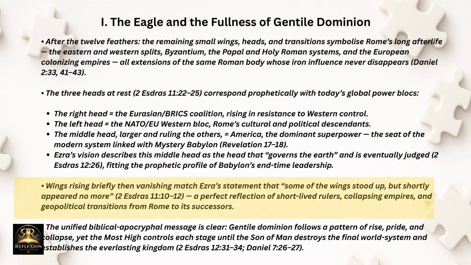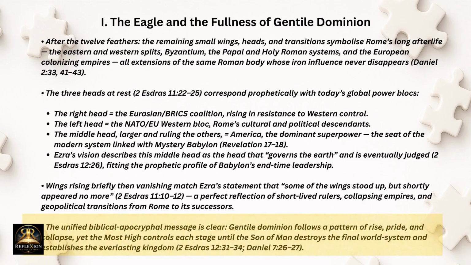The wings rising briefly, then vanishing, match Esdras' statement of some wings that stood up but shortly appeared no more. A perfect reflection of short-lived rulers, collapsing empires, and other geopolitical transitions from Rome to its successors. So looking at all of this, we can see that the Gentile dominion follows a pattern of rise, pride, collapse, yet the Most High controls each stage, until the Son of Man destroys this world system and establishes the everlasting kingdom.